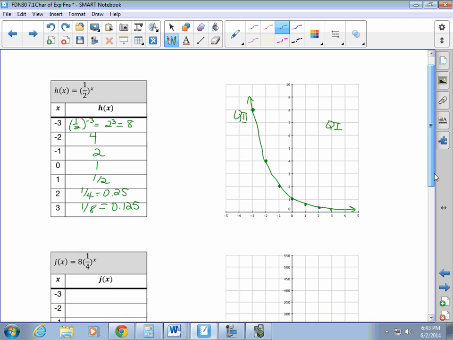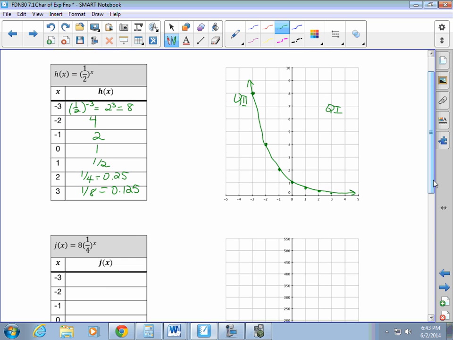So what if we had an a value? In this one, our a would be 1, because this is the same as saying 1 times 1/2 to the power of x. So our a would be a 1. In this case, we have an a value of 8. So 8 times 1/4 to the power of x.